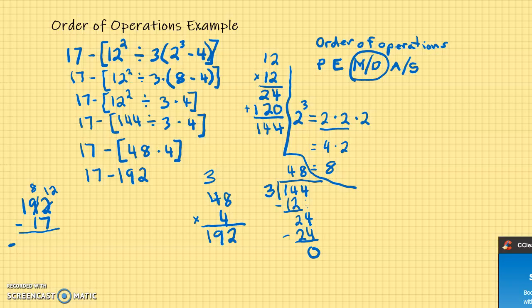And now things are looking pretty good for us to subtract. 12 take away 7 is 5. Okay? And 8 take away 1 is 7. And then 1 take away nothing is just 1. Okay? So there's the answer. The answer is negative 175. What a problem. Good work. We're done.